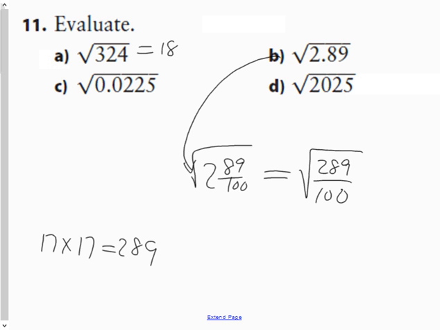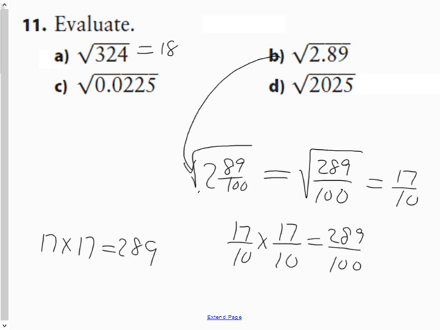We just did 289 was 17 times 17. So therefore, what fraction multiplied by itself is 289 over 100? Well, both numerator and denominator are perfect squares. So 17 and 17, 10 and 10. So therefore, the square root of 289 over 100 would be an improper fraction, 17 tenths. As a mixed fraction, 1 and 7 tenths. And as a decimal, 1.7.